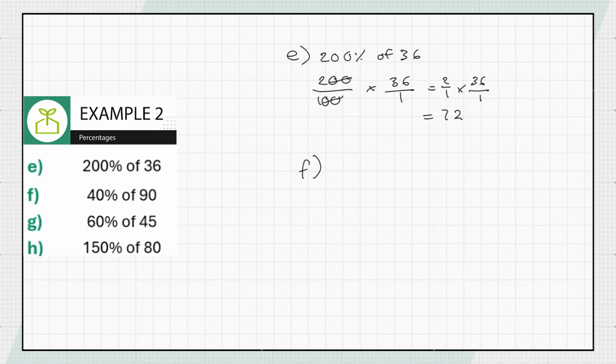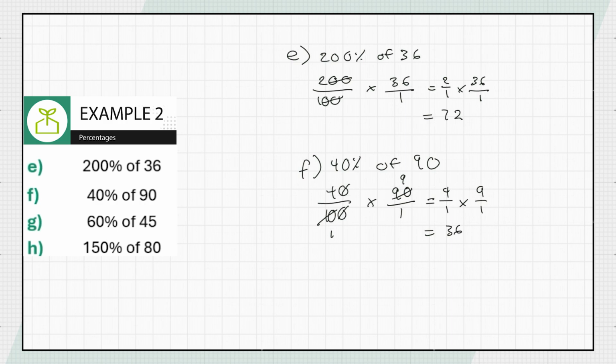Alright, let's look at F. So for F we have 40% of 90. So it's going to be 40 over 100 times 90 over 1. So we can simplify this by getting rid of the zeros, and it's 4 over 10. And I can divide diagonally by 10. So 10 divided by 10 would just be 1, and 90 divided by 10 will be 9. So I'm left with 4 over 1 times 9 over 1. And that just equals 4 times 9, which is going to be 36.